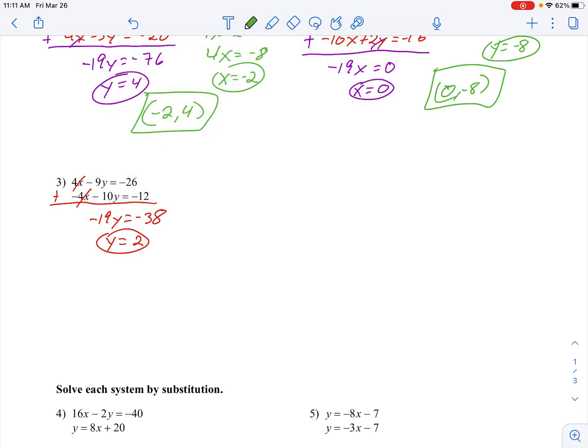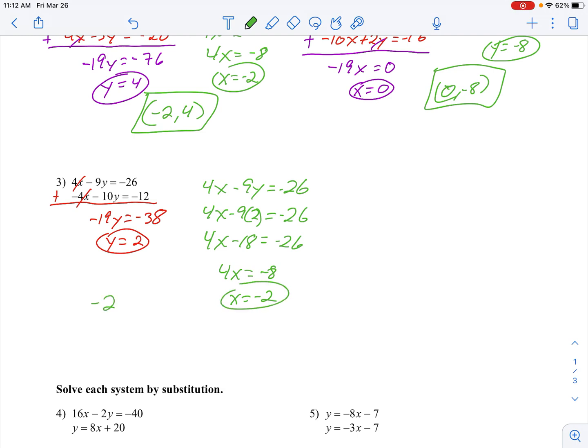Go back, pick an equation. I'm just going to take the top equation. We found y, so plug in y as 2. Clean that up a bit. That's a negative 18. Add 18 to both sides, and we get a negative 8. Divide by 4. x is negative 2.